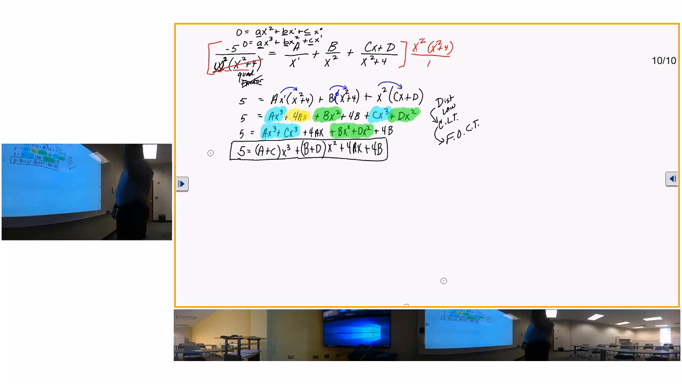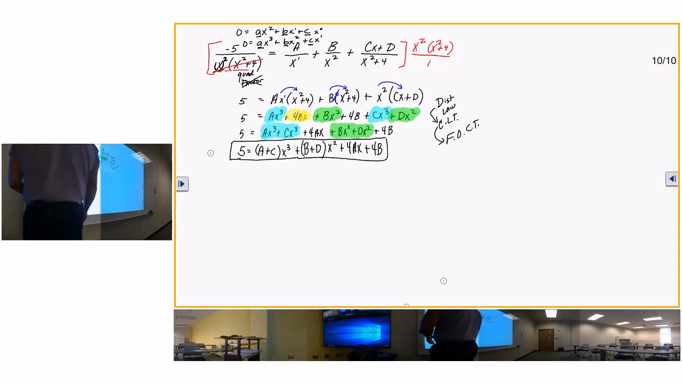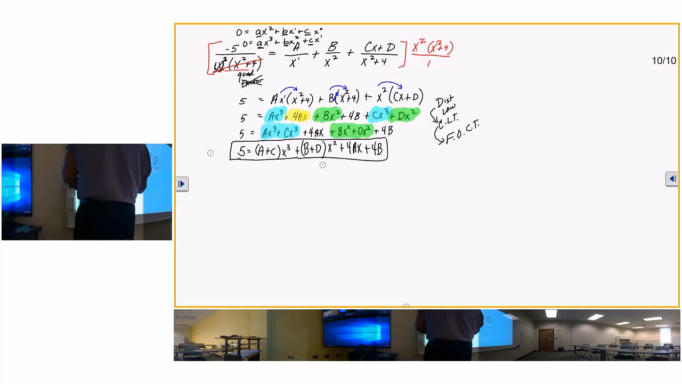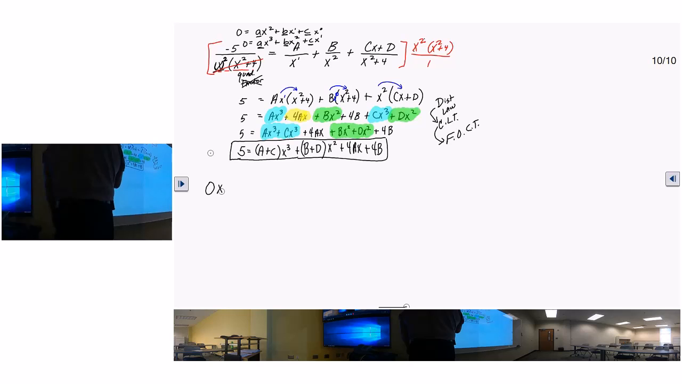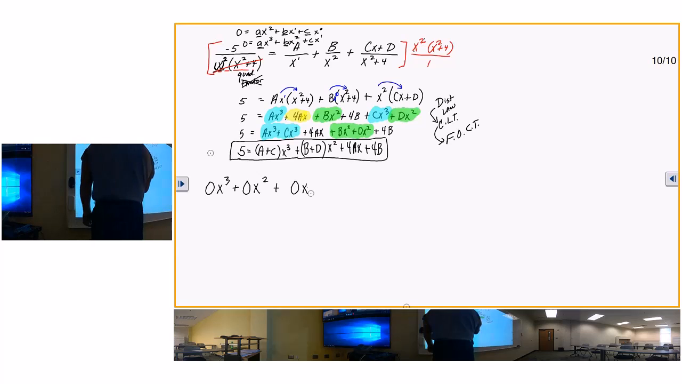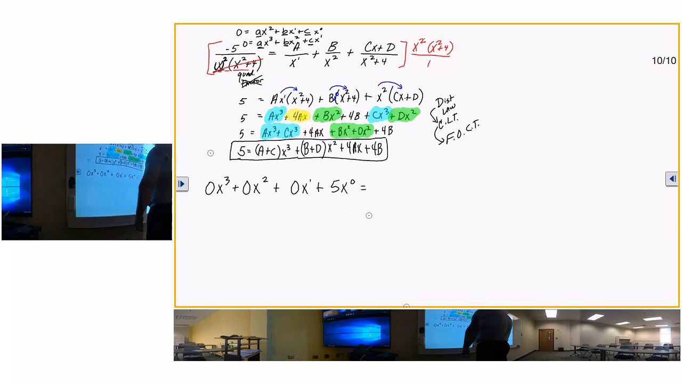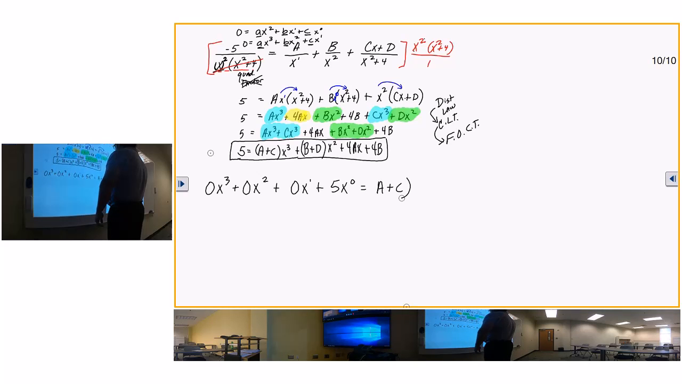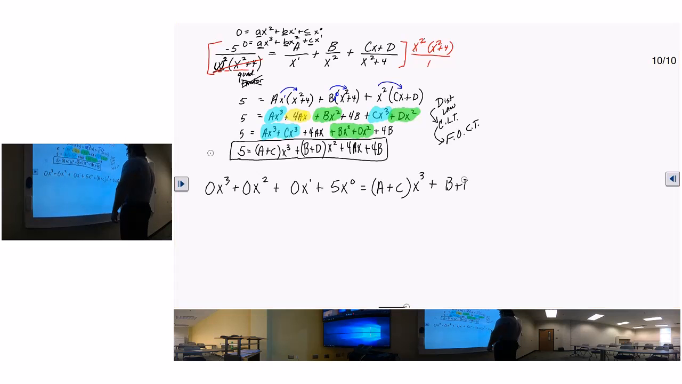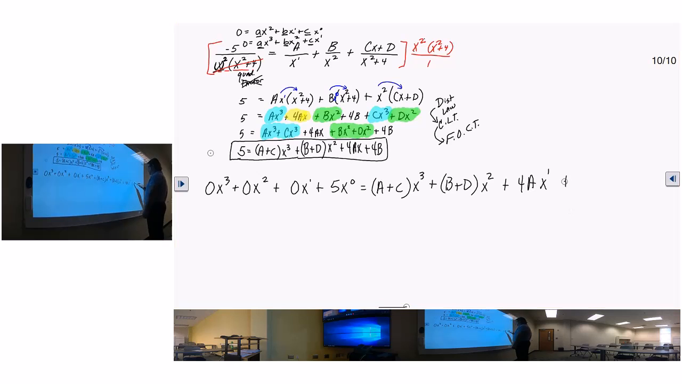All right, now watch what I do here, because you've got to think out of the box here, because I'm going to make this side look like this side. 0x to the third plus 0x squared plus 0x plus 5x to the 0 is equal to (a plus c) x to the third plus (b plus d) x to the second plus 4a x to the first plus 4b x to the 0.